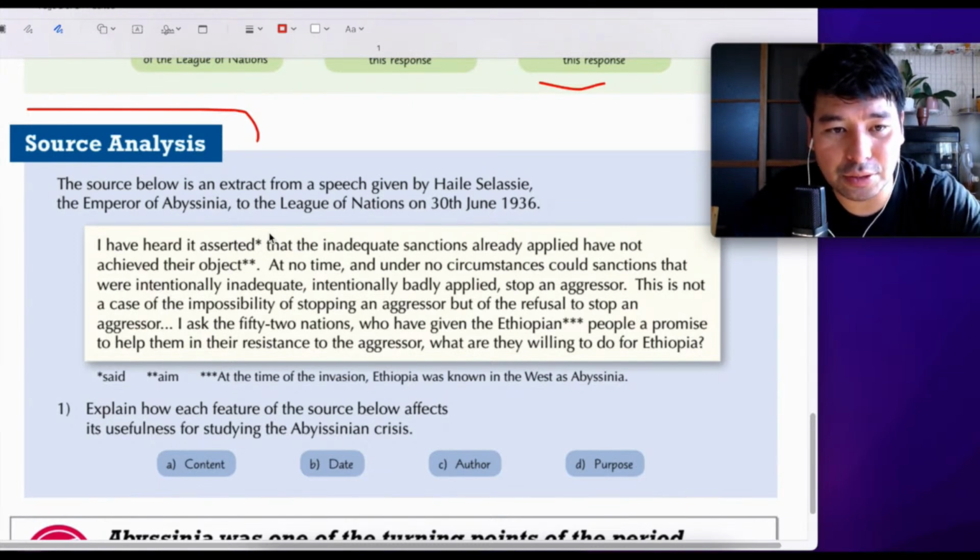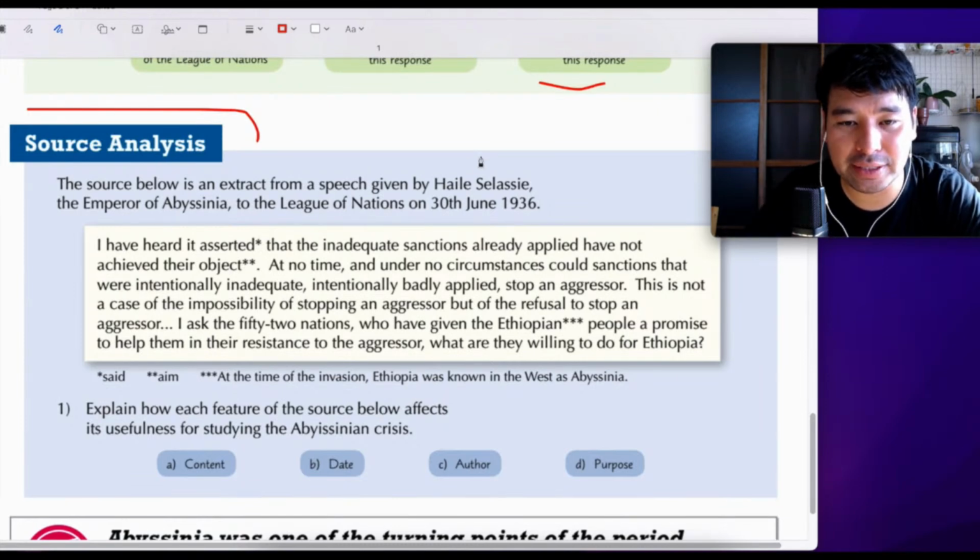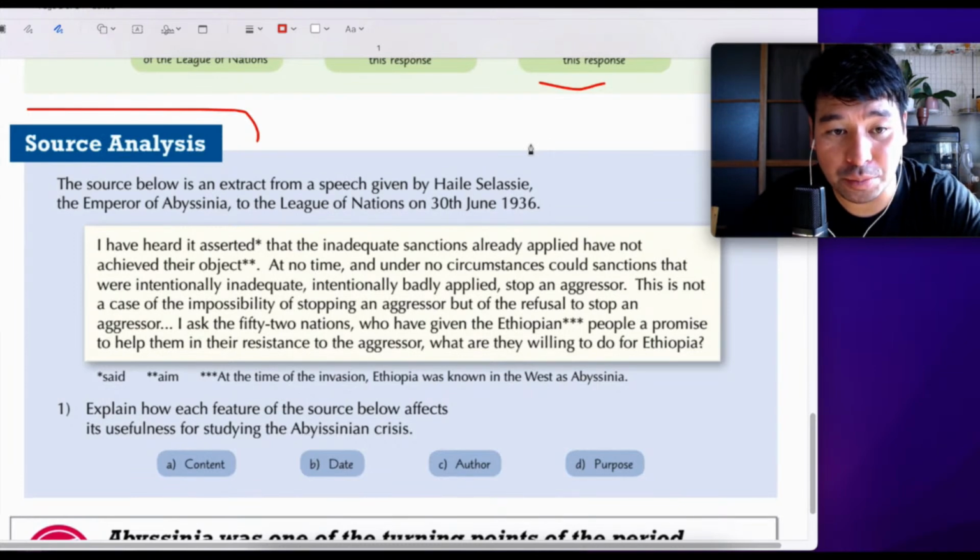I've heard it asserted that the inadequate sanctions already applied have not achieved their object. At no time and under no circumstances could sanctions that were intentionally inadequate, intentionally badly applied, stop an aggressor. This is not a case of the impossibility of stopping an aggressor, but of the refusal to stop an aggressor. I ask the 52 nations who have given the Ethiopian people a promise to help them in their resistance to the aggressor, what are they willing to do for Ethiopia? So this is a very strong letter, a very strong piece of information.